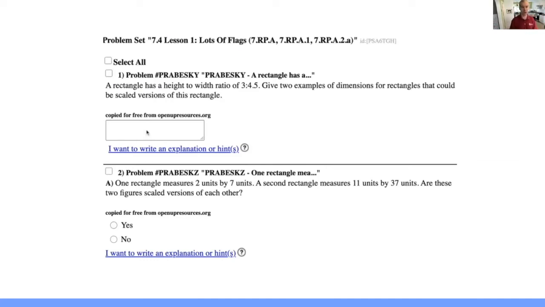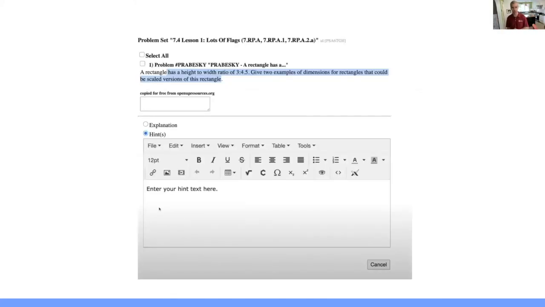So anyways, Marc actually, see this little blue link? I want to write a hint or explanation. Basically, all we did is we put that on the screen and a teacher could click on that. They could then write a hint or an explanation. An explanation to us is where you just spew an explanation at them that will end with the answer. And hints are step-by-step little things.